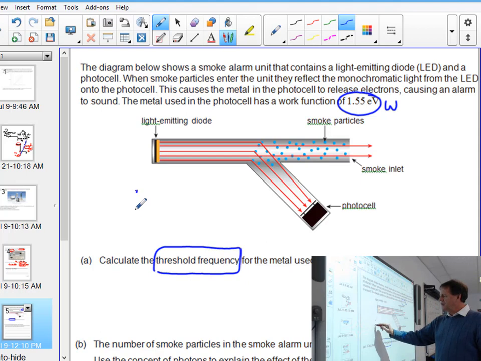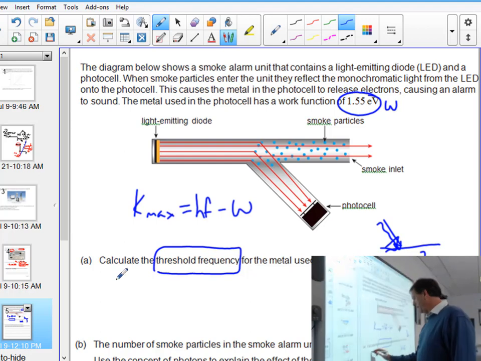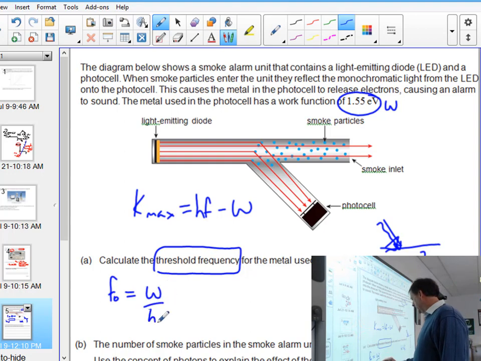Now in this case, you don't need this whole idea of K max equals hf minus W, because there's a very simple relationship between the work function needed to get out and the energy of the photon needed coming in. And that is W equals hf naught. So based on that, we'll do it in one go. So f naught should be W over h. So the energy of the photon needed divided by Planck's constant.